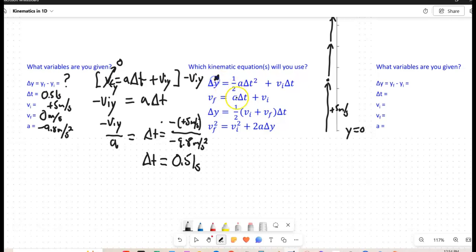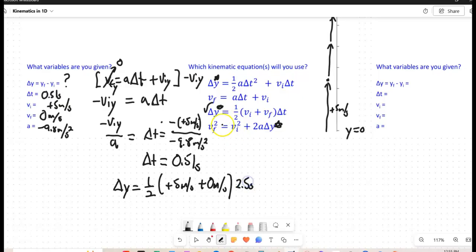So we could work with this one, or this one. This last one, we'd have to do a little bit of algebra. This first one, you have a square in it. So I think this is the easiest to work with. Just my opinion. Especially since one of our velocities is 0. Initial velocity is positive 5 meters per second plus 0 meters per second, which is final velocity at its maximum height, times delta t, which is 0.5 seconds.